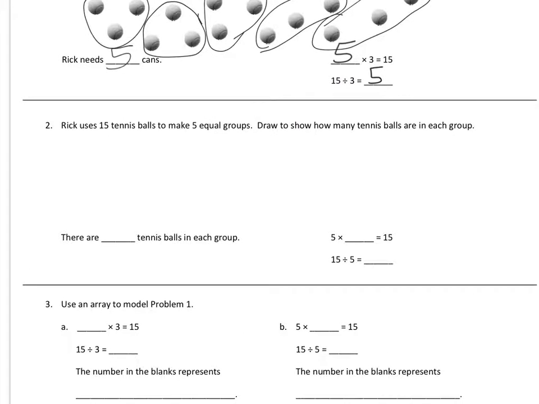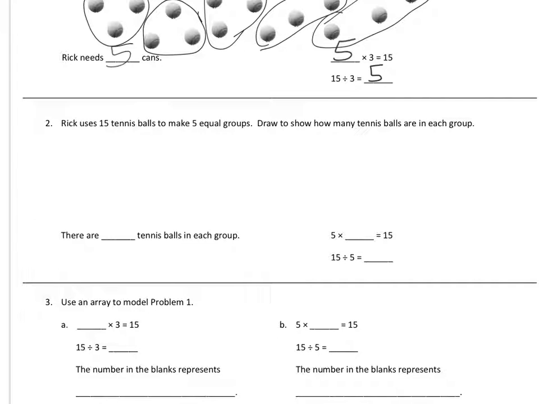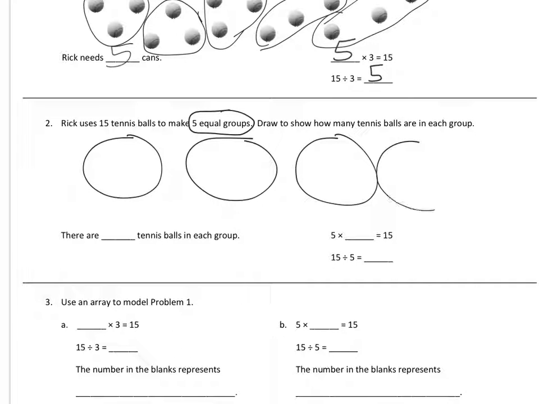All right, let's look at number 2. Rick uses 15 tennis balls to make 5 equal groups. Draw to show how many tennis balls are in each group. This time we have to draw our picture. I know I'm going to need 15 tennis balls, and I need 5 equal groups. So what should we draw first, our tennis balls or our groups? Let's draw our groups first. I know I need 5. 1, 2, 3, 4, 5. I'm going to put 1 tennis ball in each group until I get to 15.